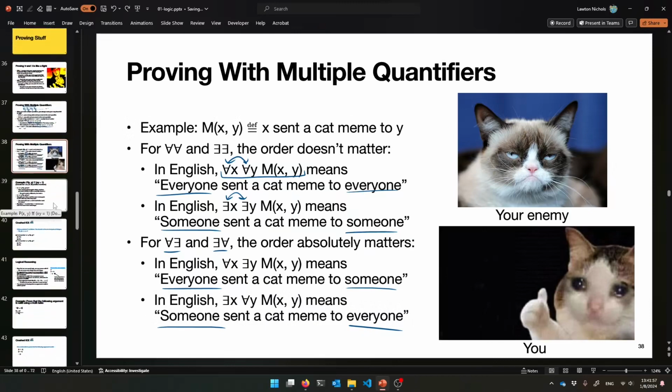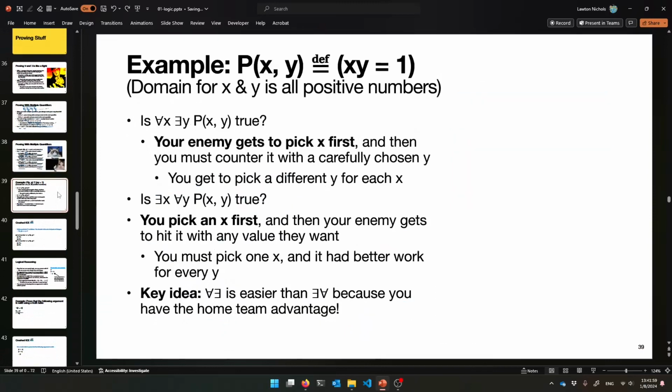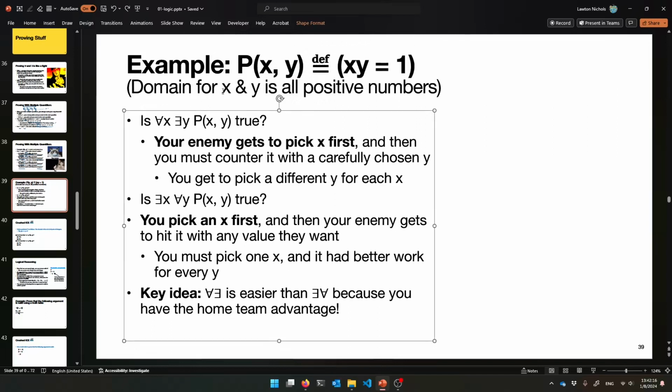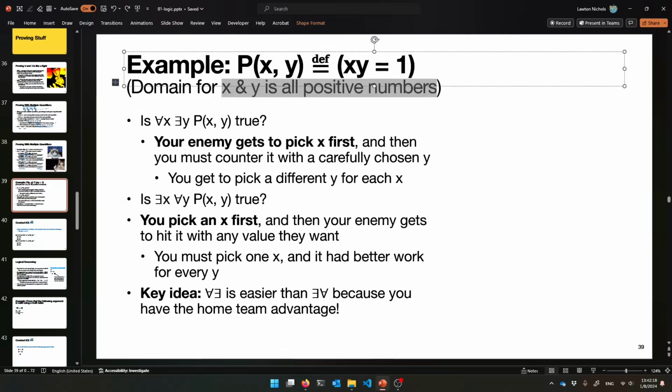And with that in mind, let's have some examples without cat memes. Let's go back to math, because sadly this is a bit of a math class. So here's an example predicate, all right? And let's say that P of xy is defined to be x times y is equal to 1, all right? And let's say that the domain for x and y is every positive number. So nothing negative, no zeros, but it's every positive number. And so you can plug in any positive number for x and any positive number for y and get this, and it's either true or false for them.